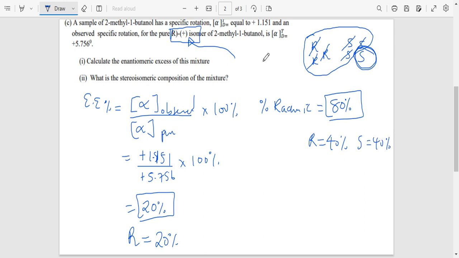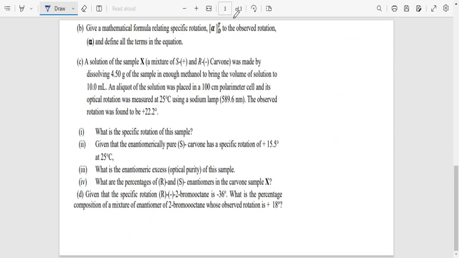So if I want to find out the stereoisomeric composition of the mixture, I'm going to have the R being 40 plus 20, that is 60% R, and then the S is 40%. If we add, they should give us 100%. So this is it for this one.